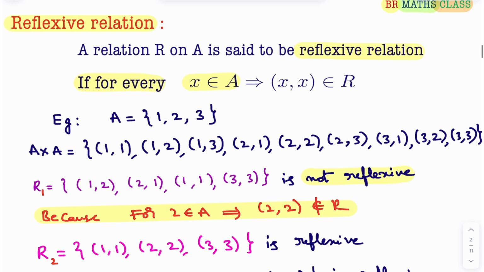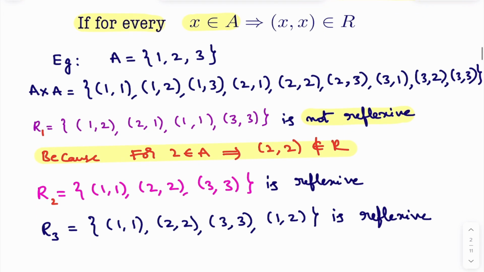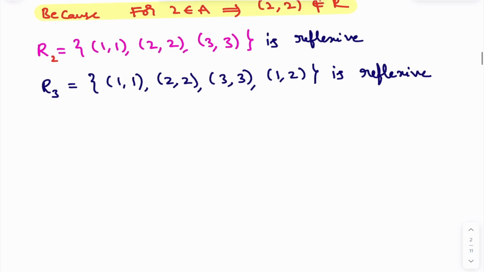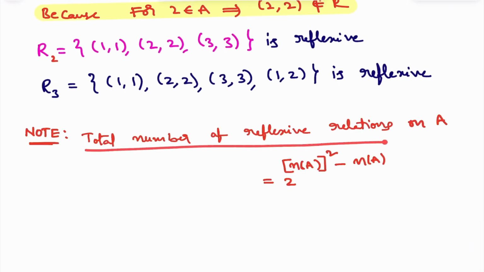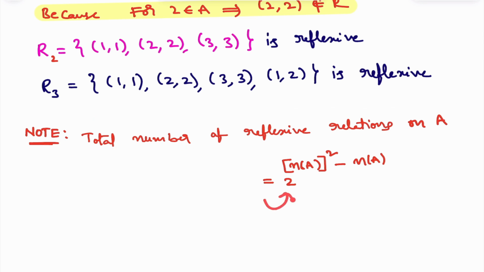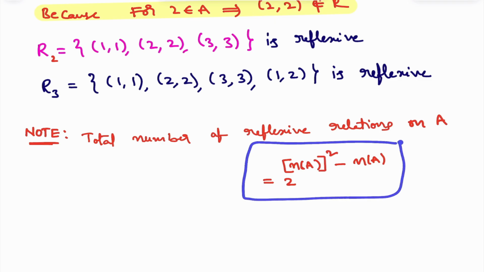Now like this, how many reflexive relations can we form? Total number of reflexive relations. We have a formula for that. You see, we have a formula for the total number of reflexive relations on A. The formula is 2 power n of A whole square minus n of A. So the total number of reflexive relations formula is this one.